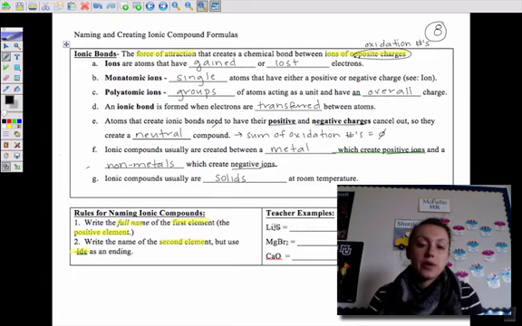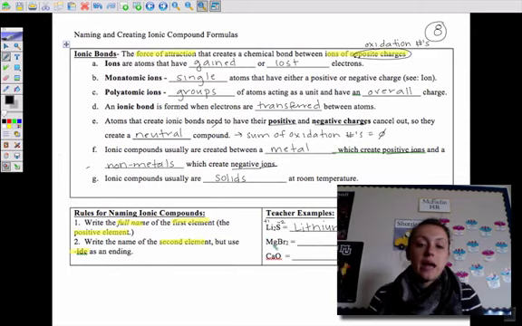So, for example, lithium, which has an oxidation number of +1, which is why it goes first, and sulfur, which has an oxidation number of -2, which is why it goes second, would be called lithium, because I'm going to write out the full name of that first element. And then instead of sulfur, we're going to take off that ending and write it as sulfide. We have that IDE ending.